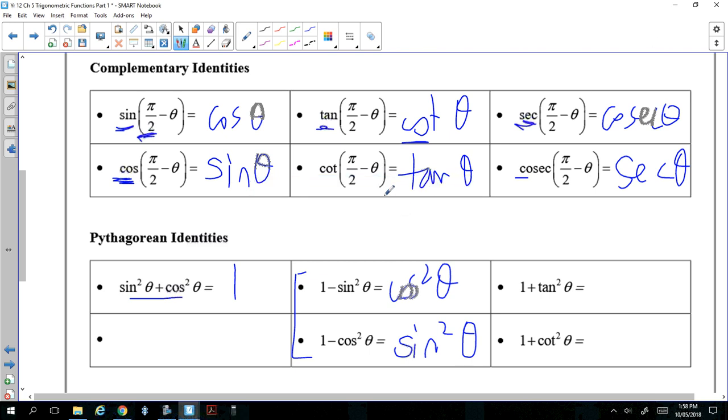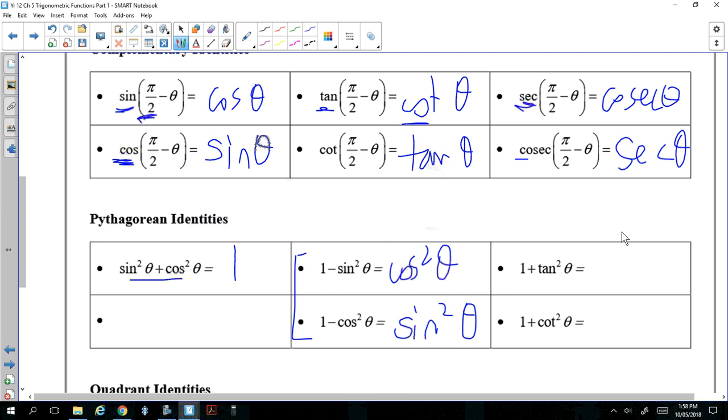Okay, let's continue. 1 plus tan squared theta is sec squared theta. 1 plus cot squared theta is cosec squared theta. Just remember the co goes with the co. All right, so these are the Pythagorean identities.